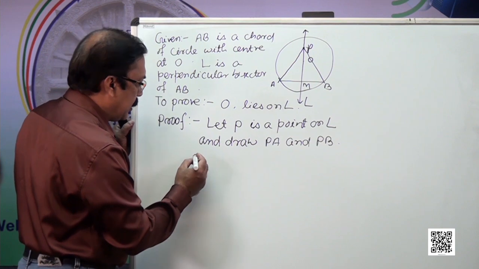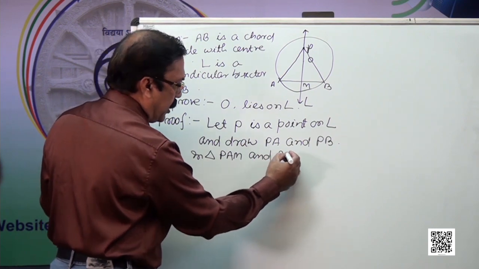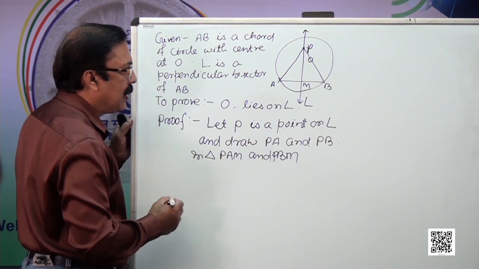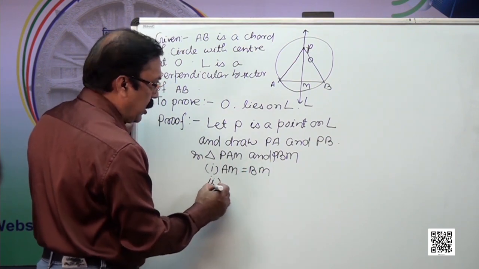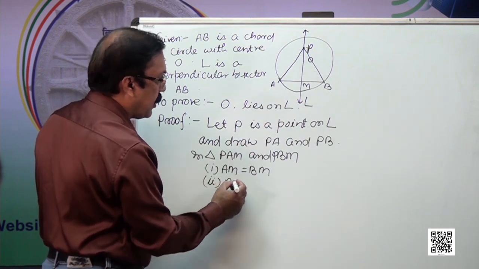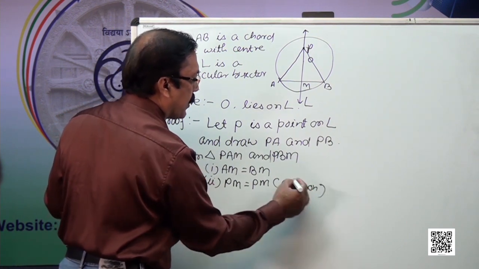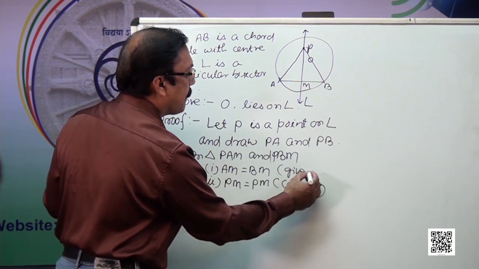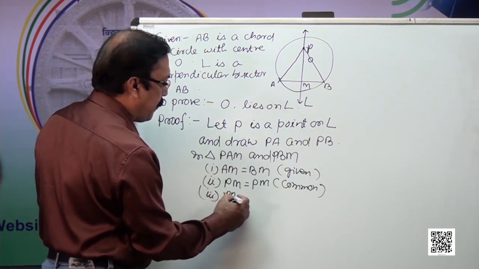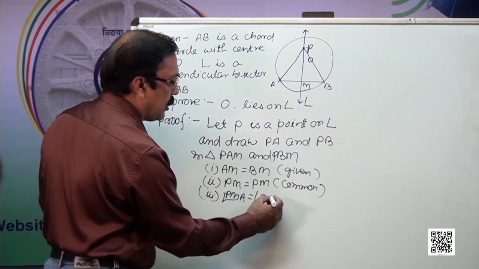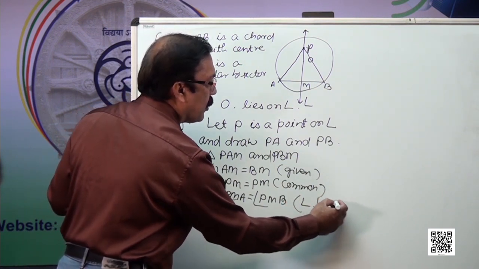Now, in triangle PAM and PBM, what are equal? You see, AM is equal to BM. Number two, PM is equal to PM, it is common. Here AM equals BM is given, and the third condition is angle PMA is equal to angle PMB, as L is perpendicular to AB.